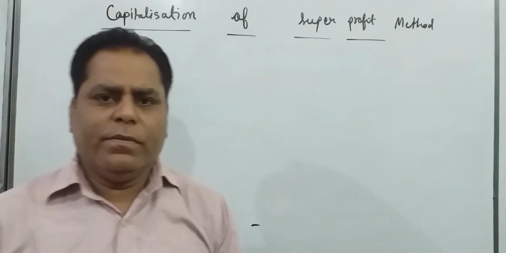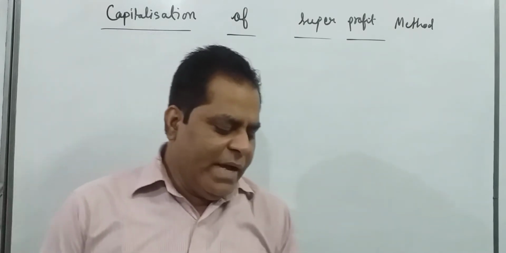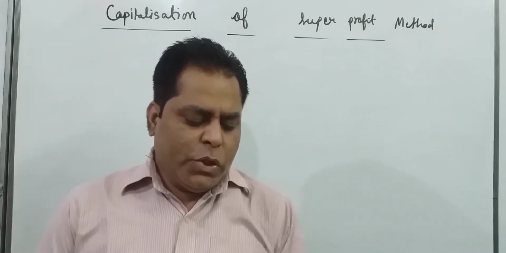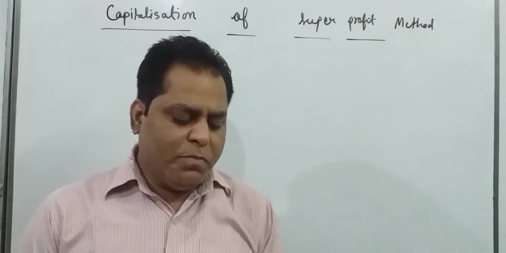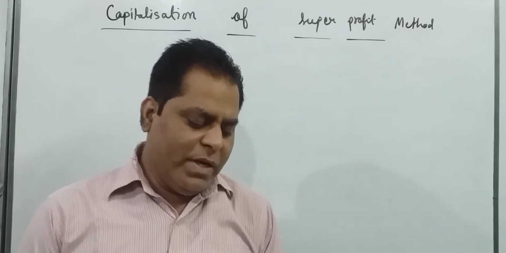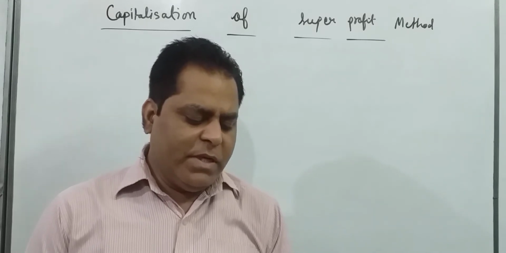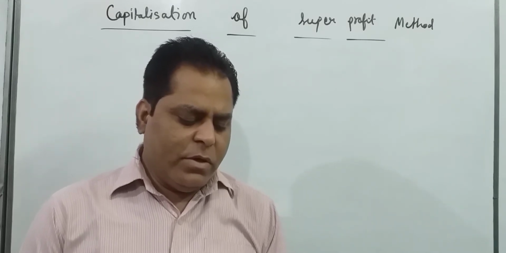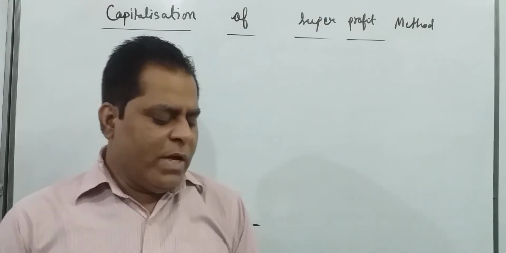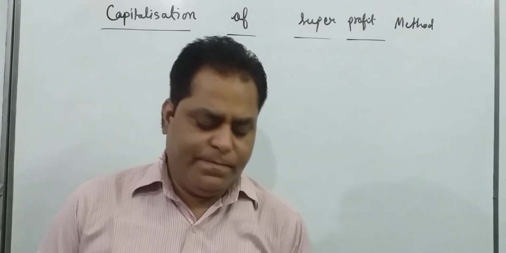Open your book. I am also reading question number 35. Average profit of the firm is rupees 2 lakh. Total assets of the firm are rupees 15 lakh, whereas partner's capital is rupees 12 lakh. If normal rate of return in a similar business is 10% of the capital employed, what is the value of goodwill by capitalization of super profit method?